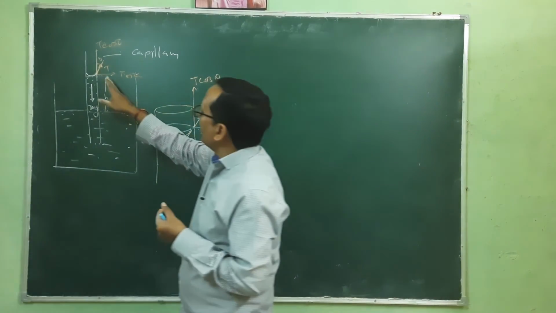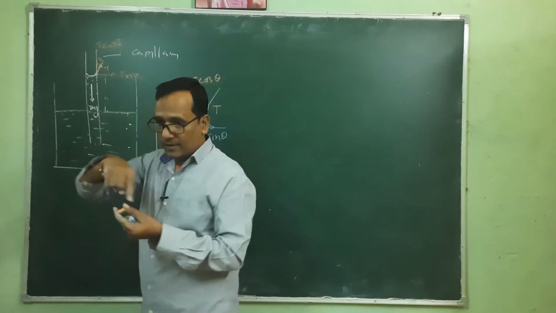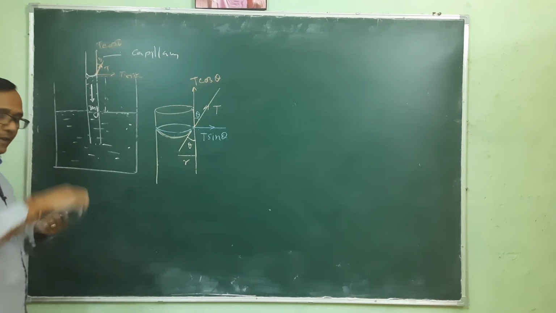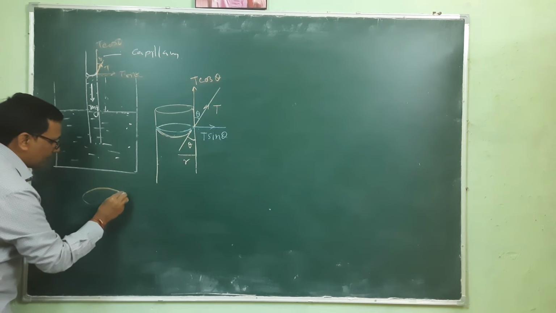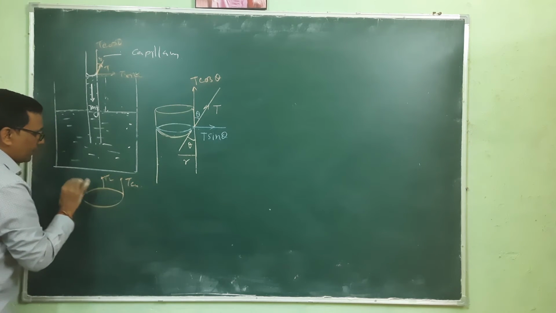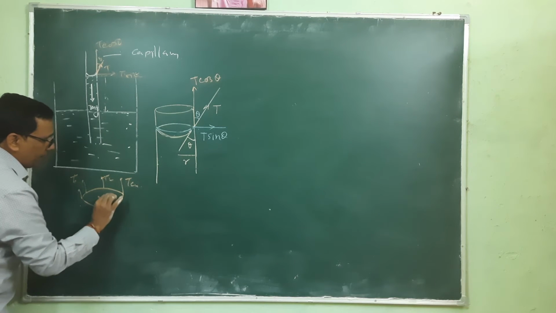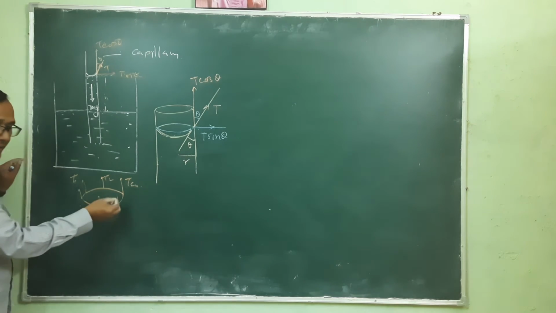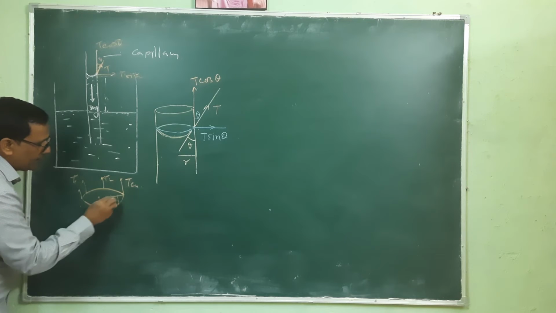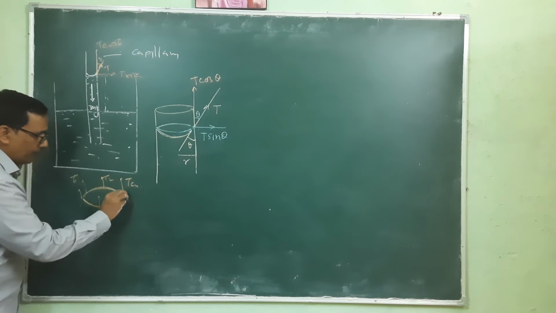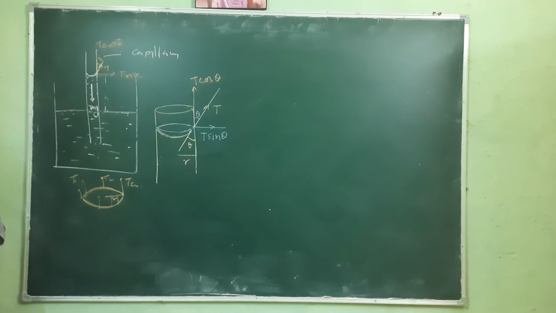We are just writing this T, but since this tube is cylindrical, if this is the top surface, there will be T cos theta here, here, here, and everywhere, in the upward direction. And if we want to calculate the total, if the radius of this is r, then the total perimeter will be 2 pi r.